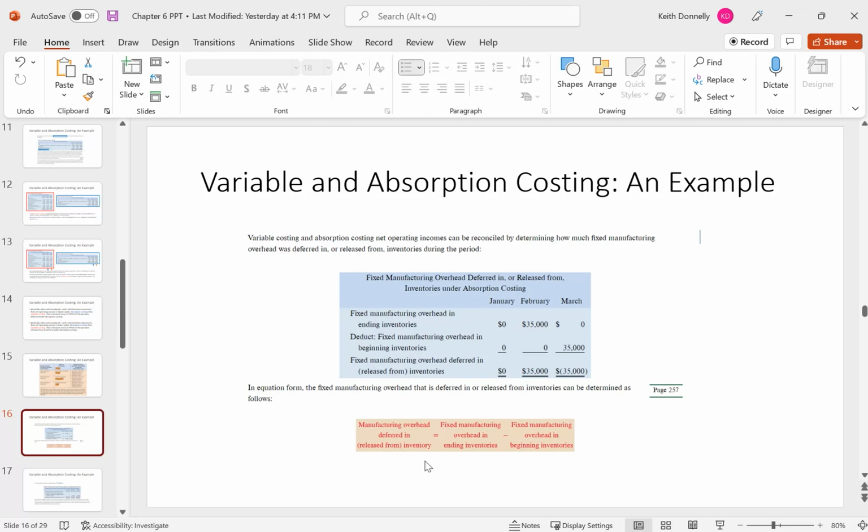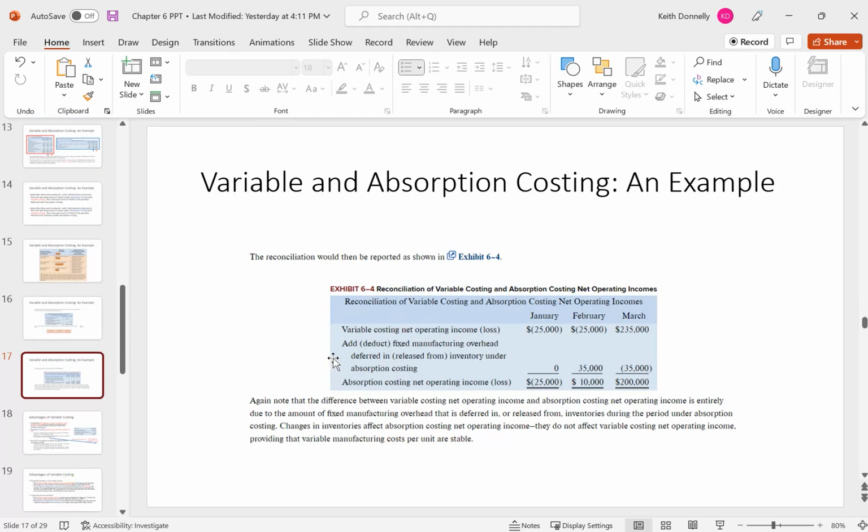So as we have here, variable costing and absorption costing net operating income can be reconciled by determining how much fixed manufacturing overhead was deferred in or released from inventory during the period. If we look at our fixed manufacturing overhead deferred in or released from, it looks like the fixed manufacturing overhead in ending inventory was 0, 35, 0. You're going to back out any fixed manufacturing overhead in beginning, 0, 0, 35. That will show you the fixed manufacturing overhead that was deferred in, if it was 35,000, or released from, negative 35,000. In short, if you want to express this in an equation, your fixed manufacturing overhead deferred in or released from is your fixed from your ending minus your fixed from the beginning.